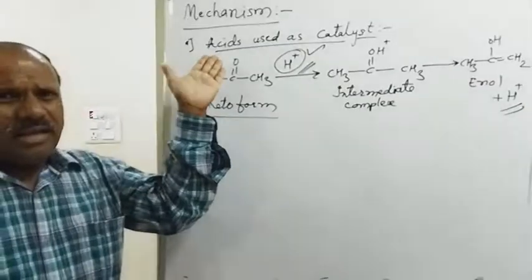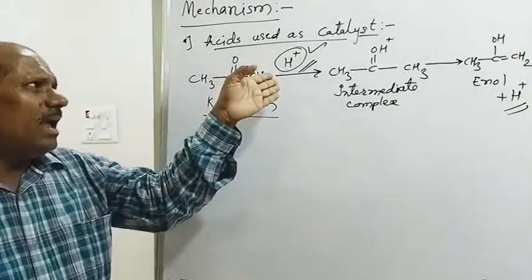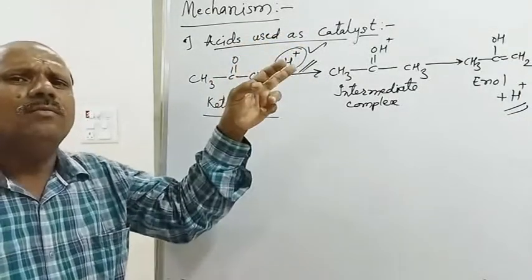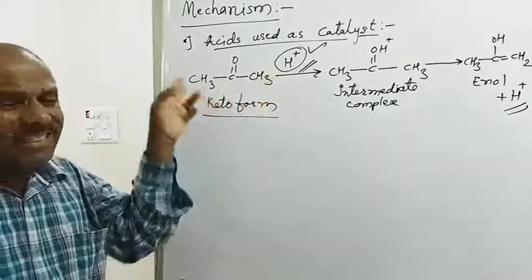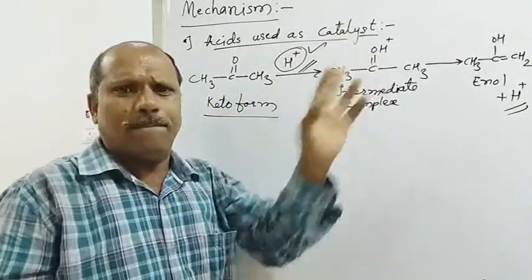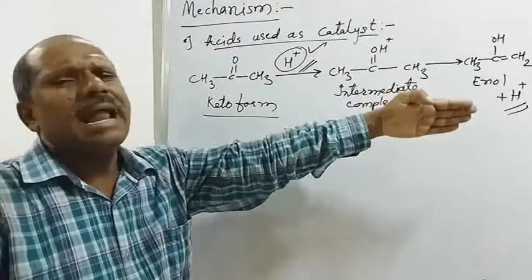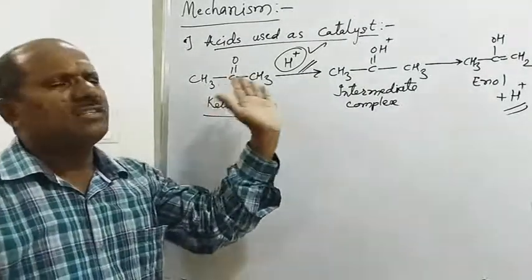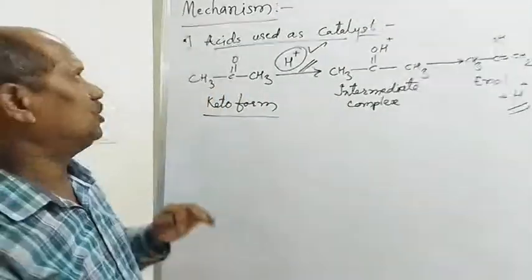Means in acid catalysis, whenever acid is used as a catalyst, the H plus ion or the proton donor is used by the reactant to form the intermediate complex. This intermediate complex further decomposes into the product, and the catalyst is made free as it was previously. This is happening in acid catalysis.